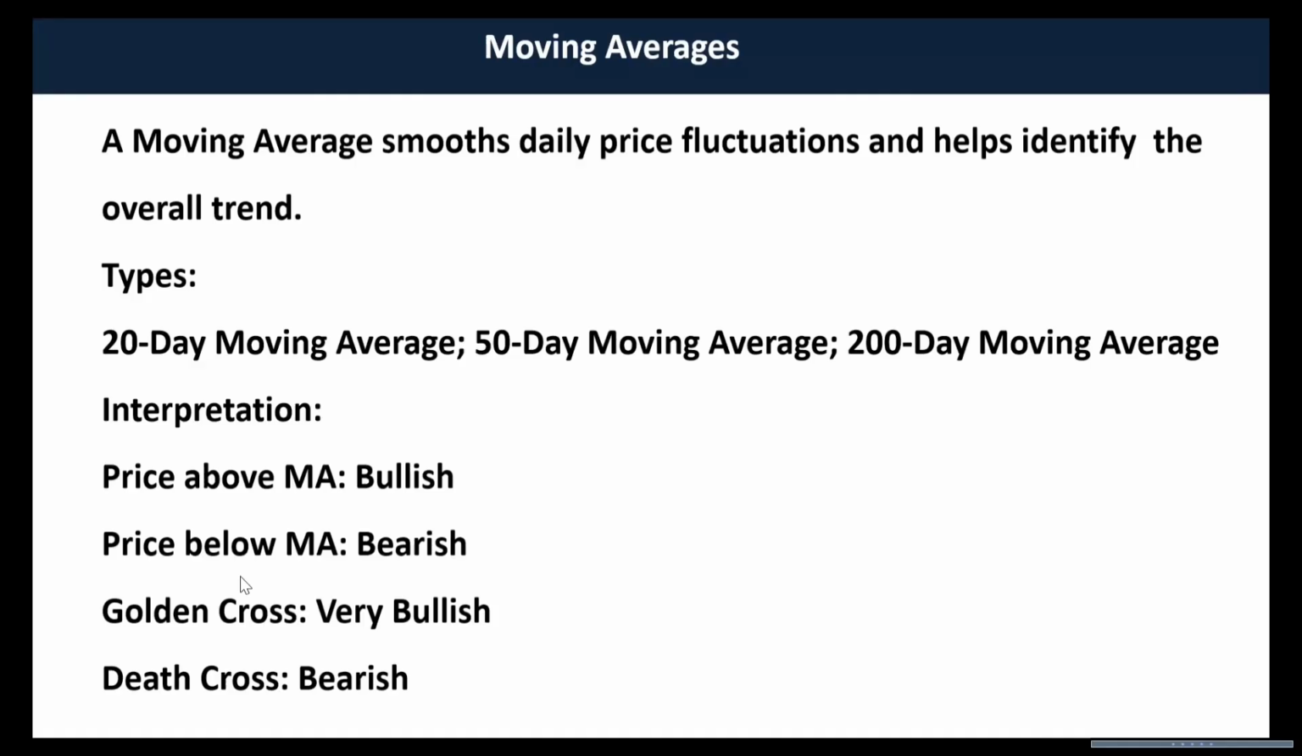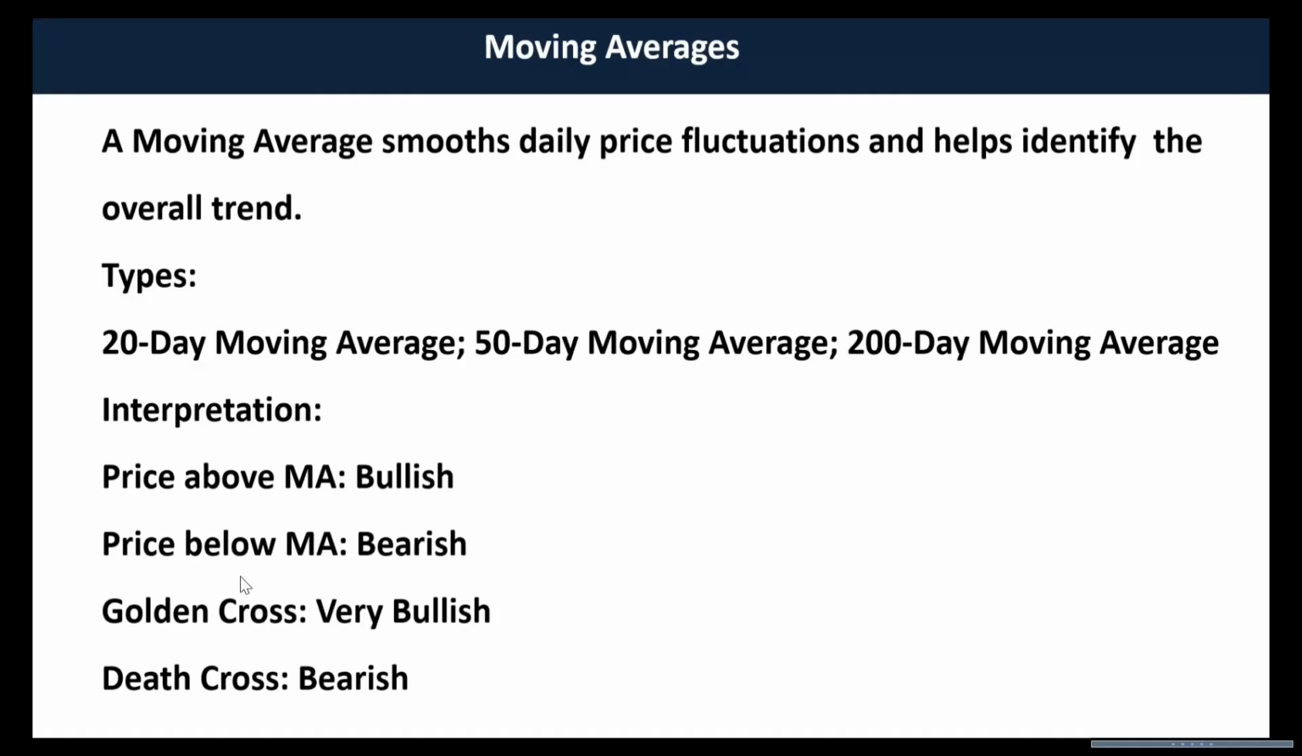So like this, we have the 20-day moving average, 50-day moving average, 200-day moving average. If you take the 20-day moving average, it's called what? Short-term trend. It shows the short-term trend. If you take the 50-day moving average, then it shows what? Medium-term trend. Next, if you take the 200-day moving average, it shows the long-term trend.